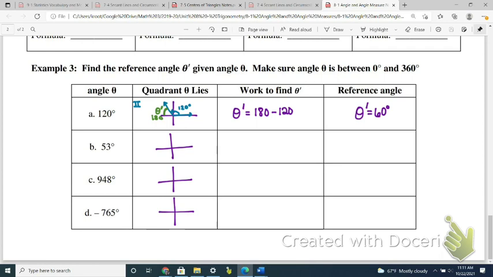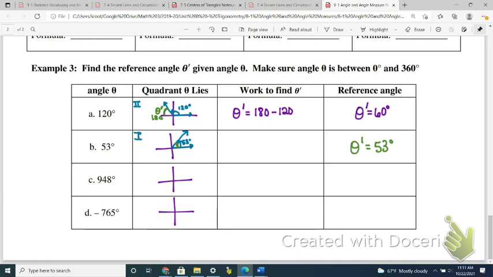So if I graph 53 degrees, so 53 would be here to somewhere around here. So its closest x-axis is this one. That means they are identical, so my theta prime is 53 degrees. And that was in quadrant 1.